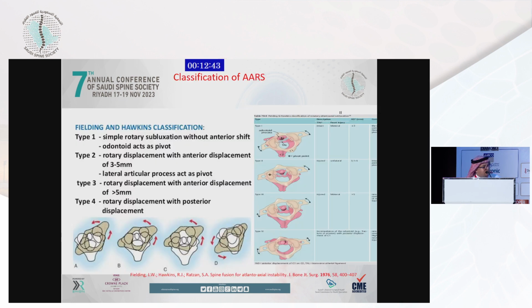There are many classification systems. The most commonly used is the Fielding and Hawkins classification. It is classified into 4 types, simply based on which joint is subluxed, unilateral or bilateral, and whether the transverse ligament is intact and the odontoid is fractured. But not all rotatory subluxations will fit this classification. There are some cases you cannot classify based on this, and we'll show it in the practical cases.